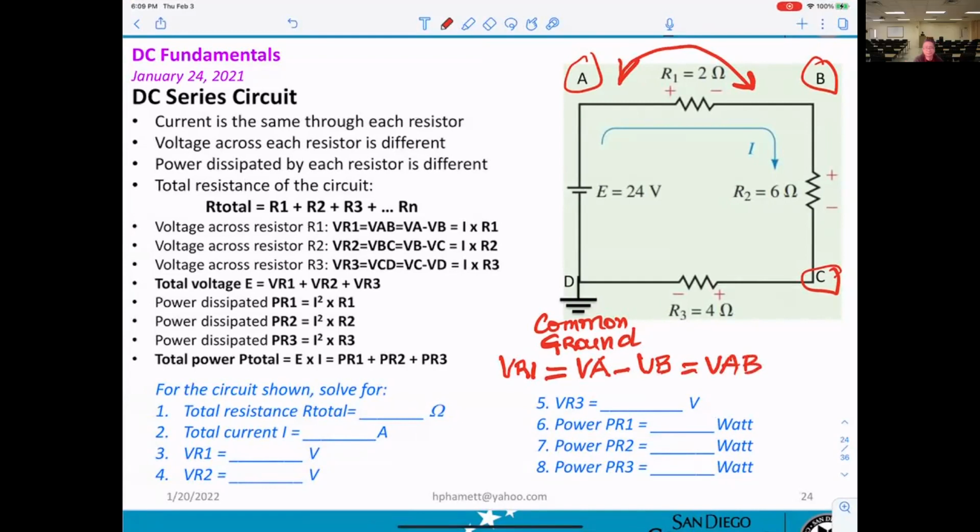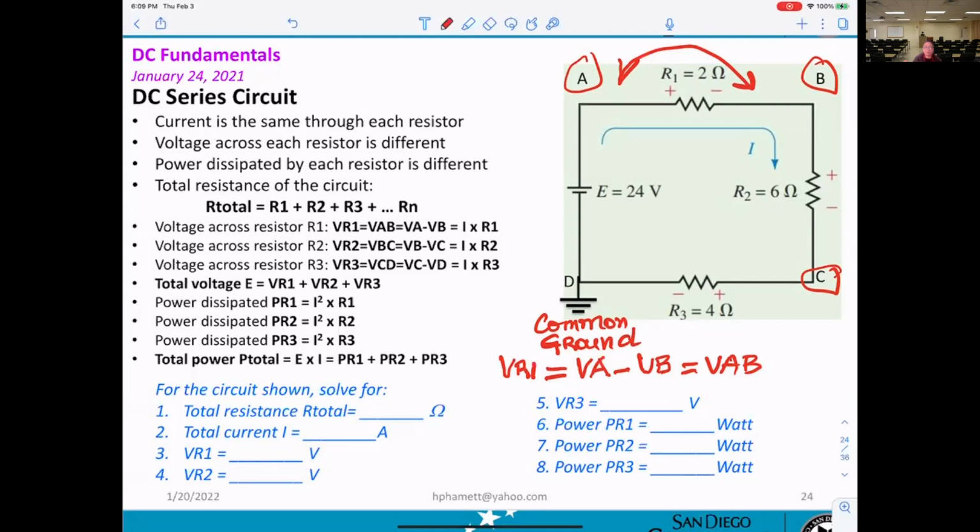VAB means VA minus VB. That is only telling you the voltage at A will be higher than the voltage at B. The thing is, when current goes through a resistor, it turns into heat, so the voltage will drop. Same thing: when I say VR2, that means VB minus VC, or VBC.